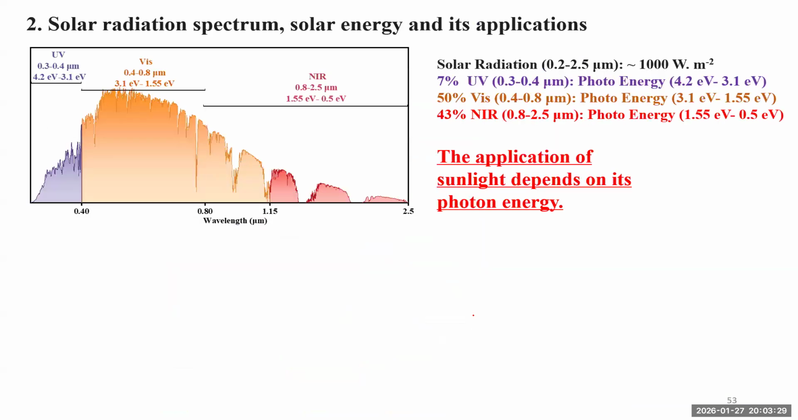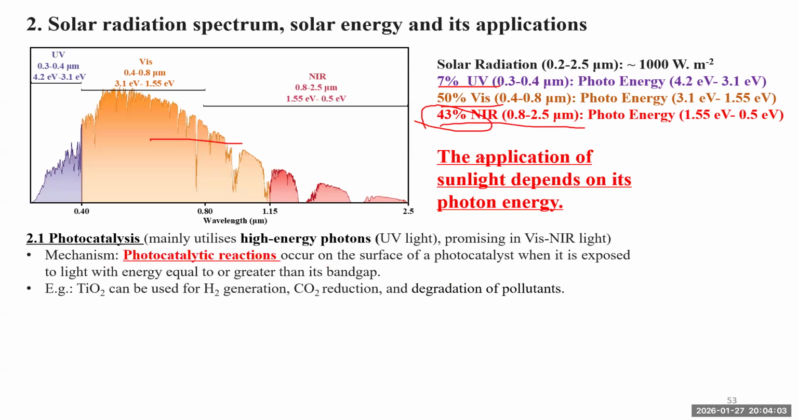And how to make use of the solar radiation depends totally on the photon energy. Usually for the sun, we have UV light, visible light, and near infrared light. Near infrared light holds around 43% of solar energy. So what about the applications?